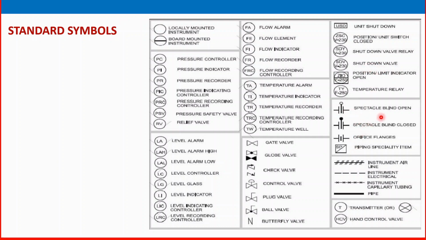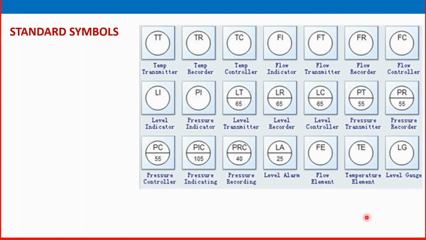Inspection lines, blind open, so instrument line and electrical line, transmitters, hand control valve, like this one. Then temperature, various indicators in the field. This is in the local control room.